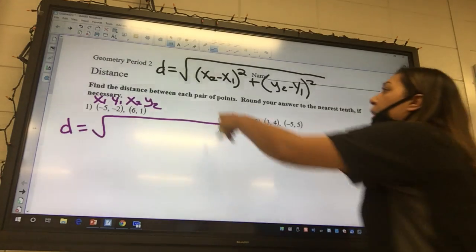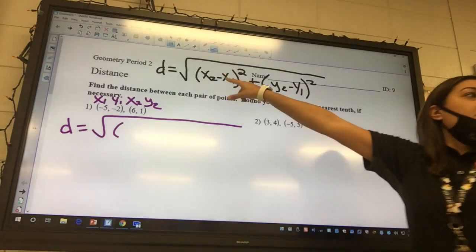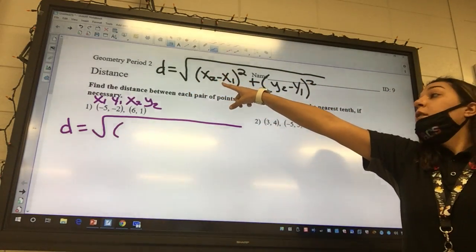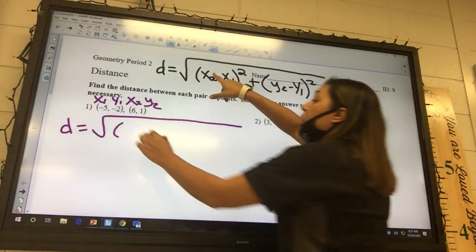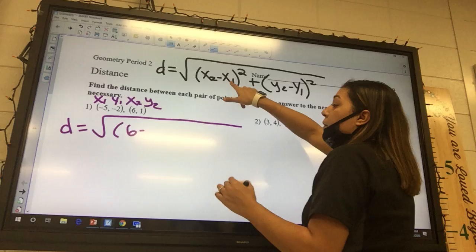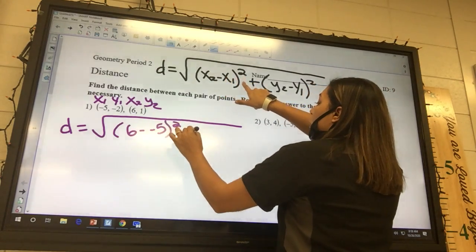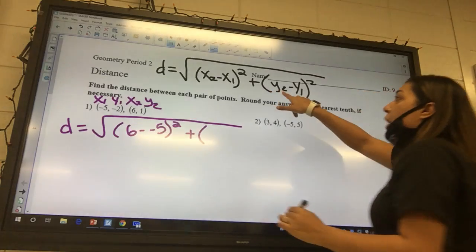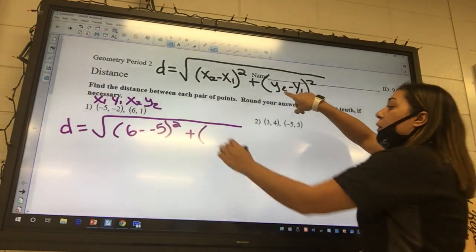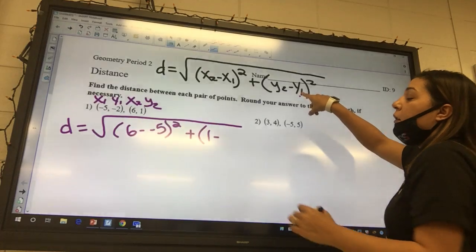Okay, so our very first thing, we start following our formula. So we're going to say parentheses. What's our x sub 2? 6 minus our x sub 1, -5, close parentheses, square it, plus y sub 2 is 1 minus, what's y sub 1?